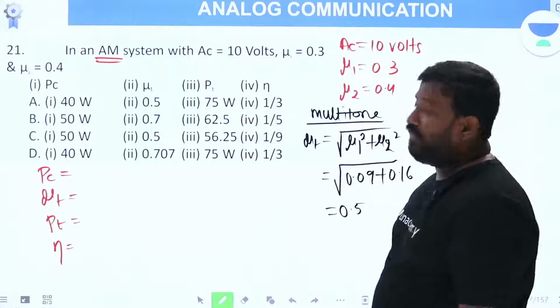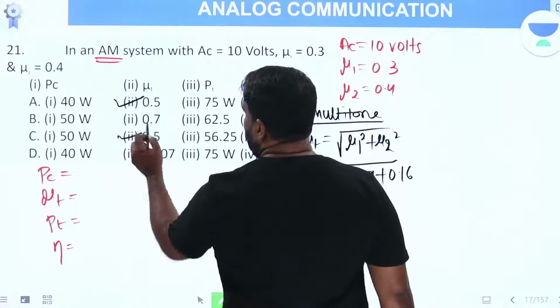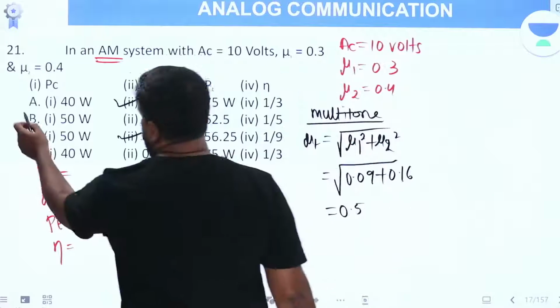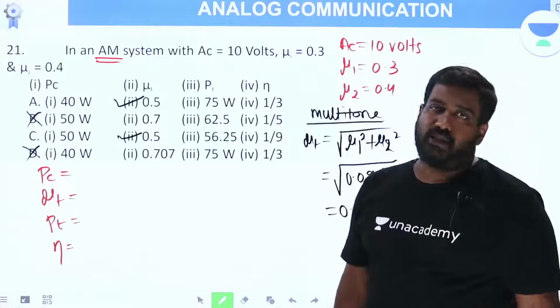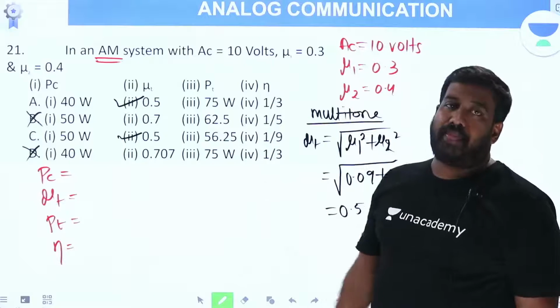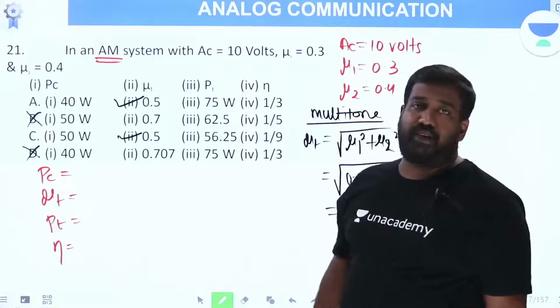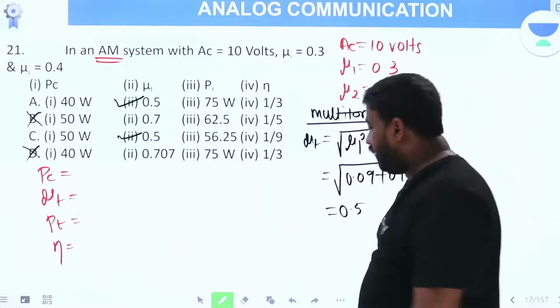Mu t is 0.5. So very clearly either this or this must be your option. No chance for B and D. This is called elimination method. You can eliminate the options. If the options are weak there, then you need not find all of this. You can easily find the answer beforehand. It will save your time. It's a very good method to practice.